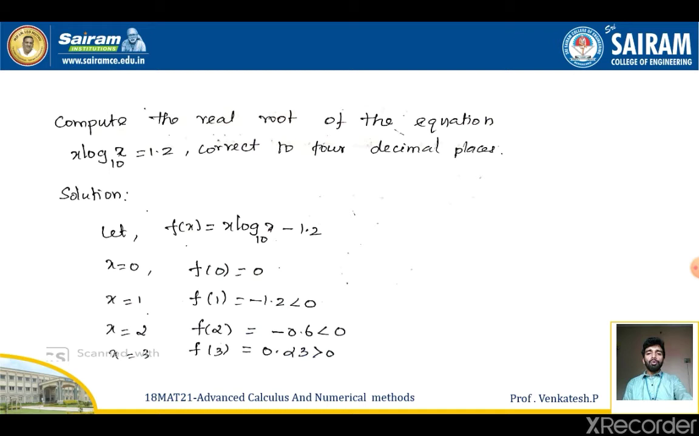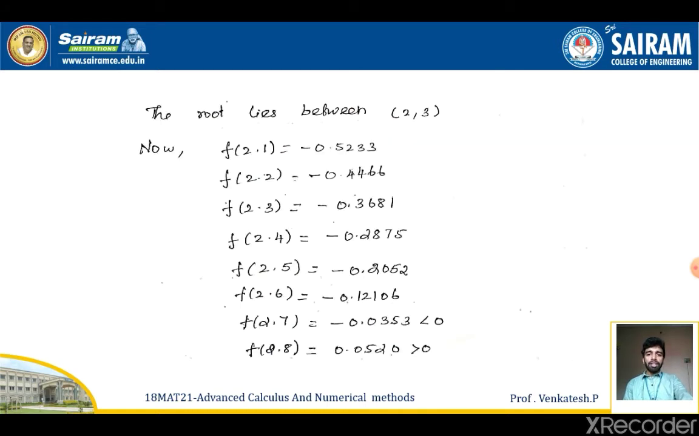Now I'm going to take the 0.1 difference between the values 2 and 3. I'll start with 2.1, 2.2, 2.3 like that. If I replace x is equal to 2.1 in the function, I get minus 0.5233. If I replace x is equal to 2.2, I get minus 0.4466, which is less than 0. Continuing like this till 2.7, I got a negative value, minus 0.0353. At x is equal to 2.8, I got 0.0520, which is greater than 0.